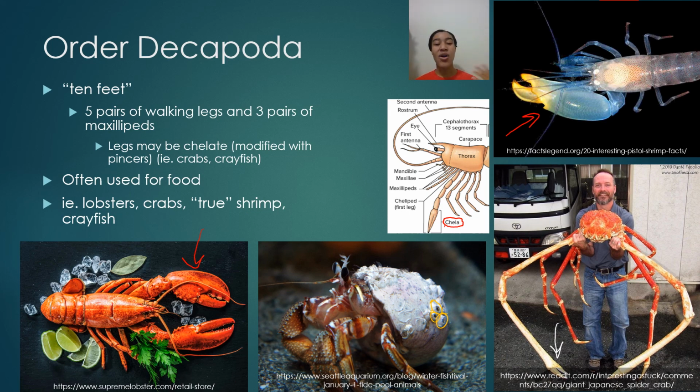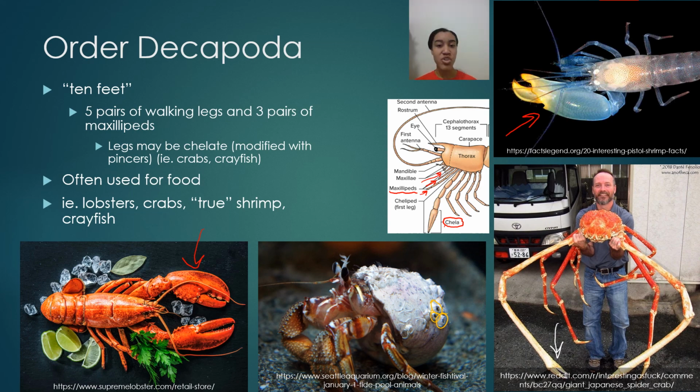And then, in addition to the 5 pairs of walking legs, decapods also have 3 pairs of maxillipeds, which are these feeding structures near the mouth that are responsible for gripping the prey and holding onto it and manipulating that prey. And so you can see that here in this picture, the maxillipeds are these extensions. So this one, and this little guy right here.